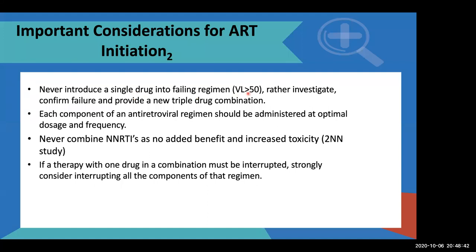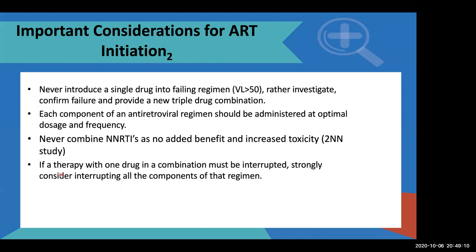When a patient has a high viral load, you should investigate and confirm if they are failing treatment. If they are failing, they need a new regimen. So you must always separate the need for a regimen from the need for a single drug substitution. Because if someone has a high viral load and you stop one drug and give another drug, you are now limiting future options. You're causing all the drugs to fail. So that is very important.